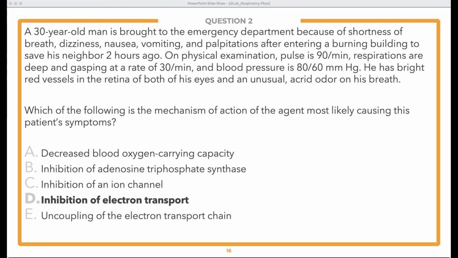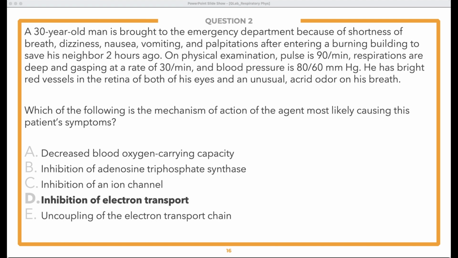Now, what tells me that? The acrid odor is one of the big clues in this question. Acrid here means burnt almonds, the bitter almond kind of smell. That typical smell on their breath should ring some bells right away, and hey, this should be cyanide poisoning. It's very common in household fires, just like carbon monoxide poisoning, which is also a good thought.